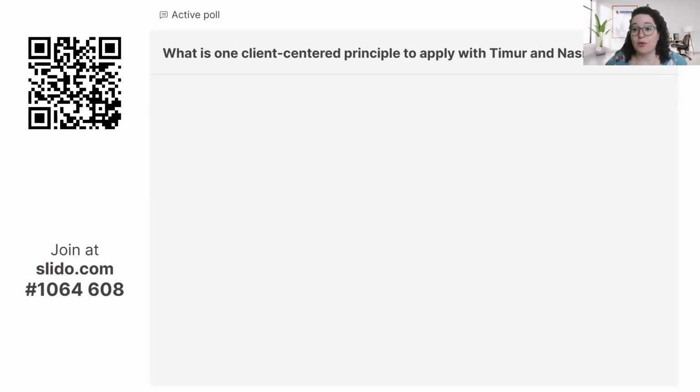So, keeping Timur and Nasreen in mind, what is one client-centered principle you can apply with Timur and Nasreen? So today we'll be using Slido to engage. You can scan that QR code with your phone by holding up your phone camera and clicking the link, or going to slido.com. 1064608 is the code that you would enter there.